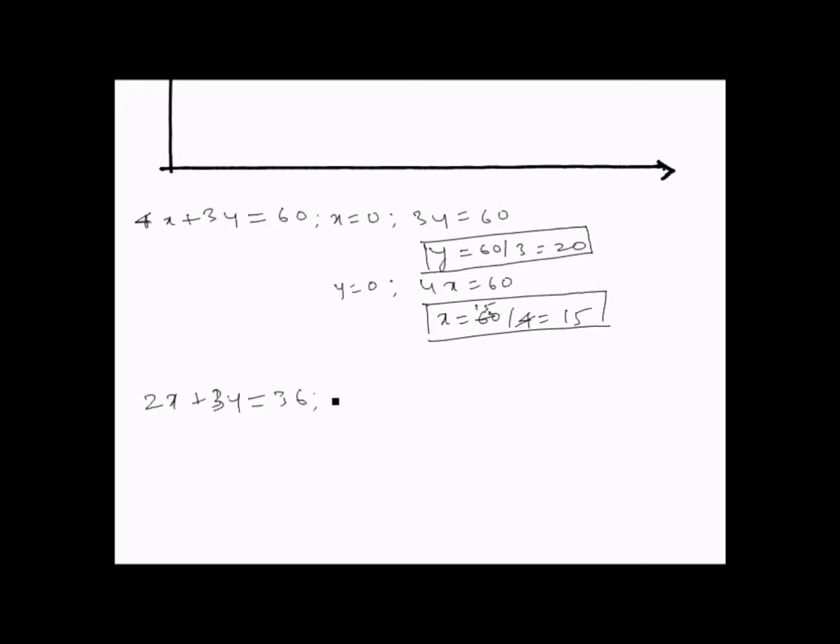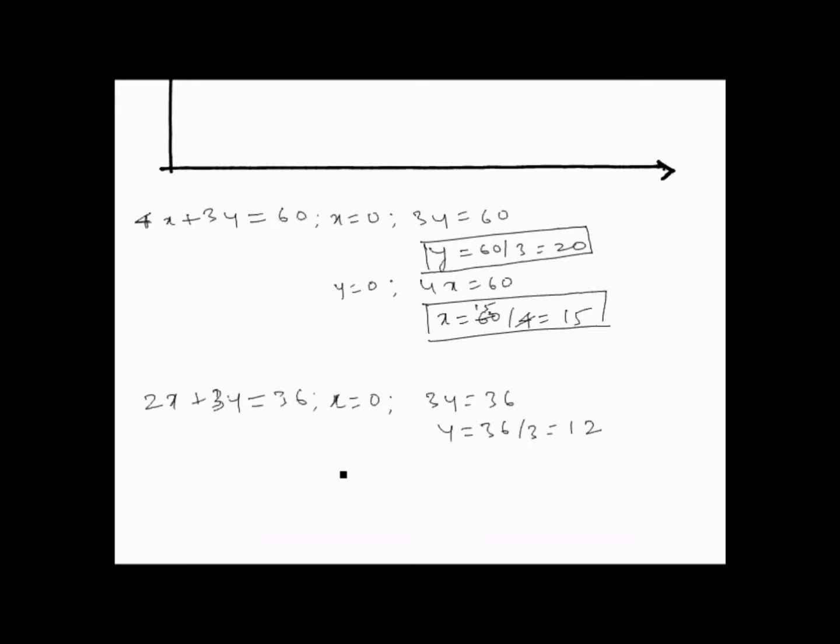So in this, let's first put x is equal to 0. So we get 3y is equal to 36. y is equal to 36 by 3. This is equal to 12.